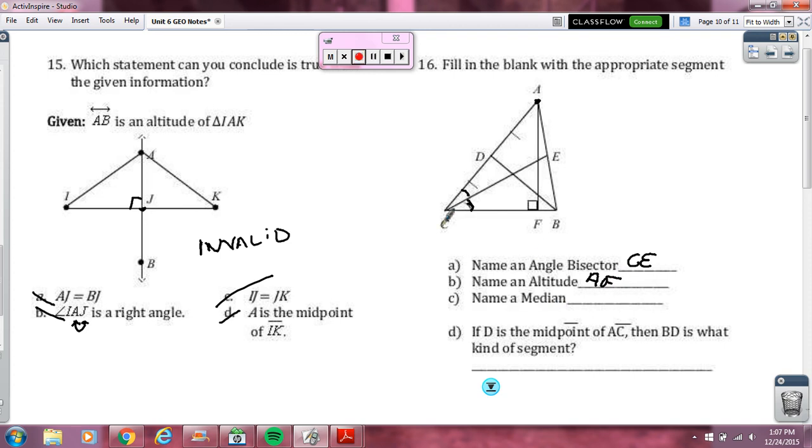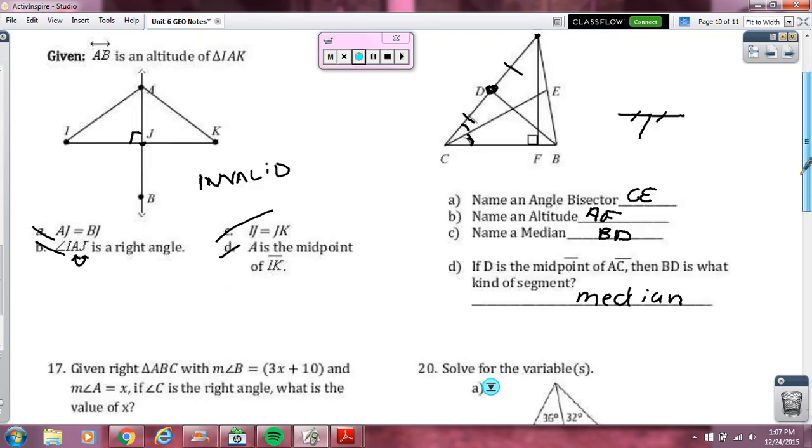And a median cuts a side in half. So I think about that. Where I see that happening is over here with BD. If D is the midpoint of AC, then BD is what kind of segment? Median.